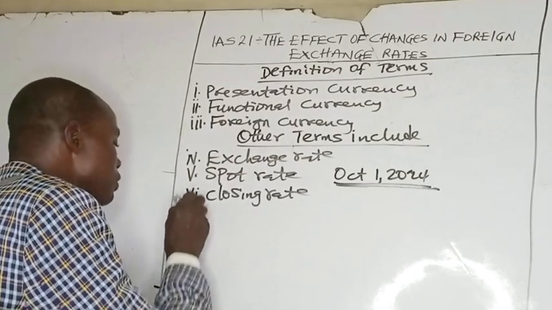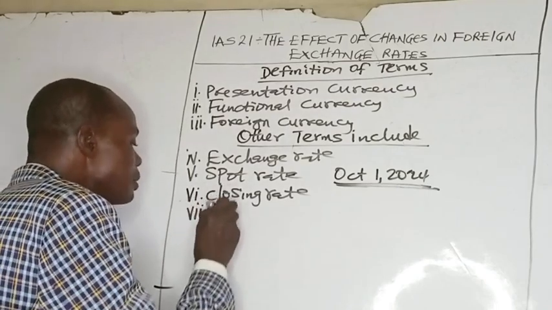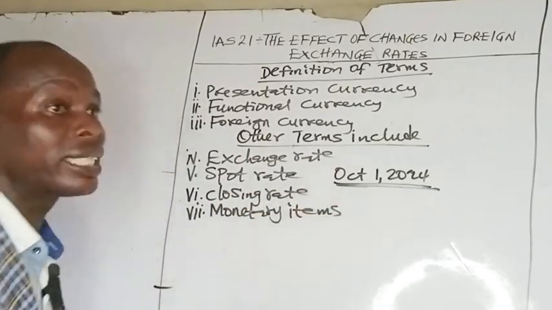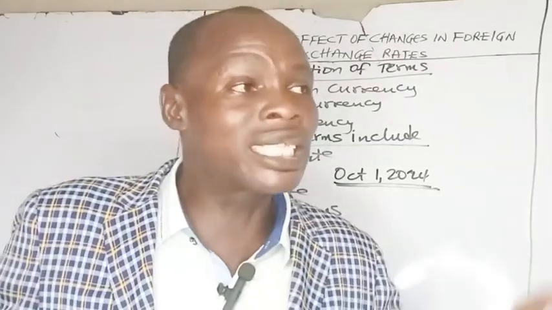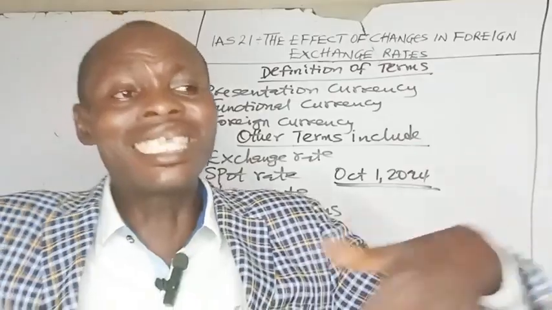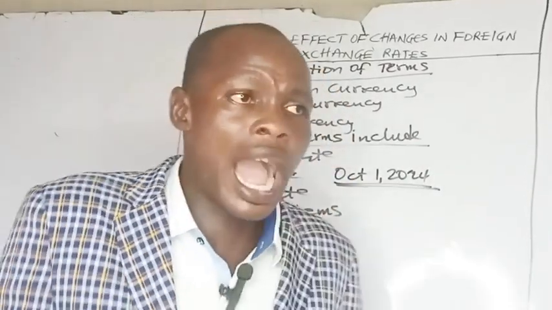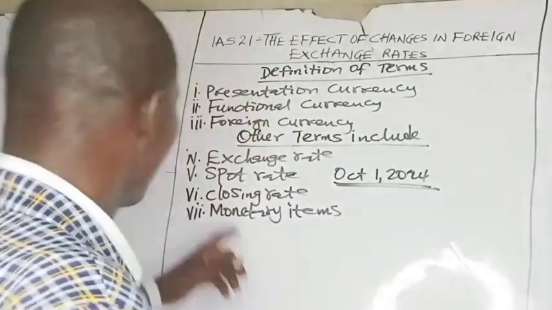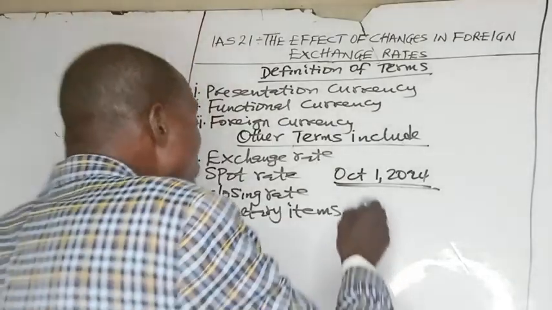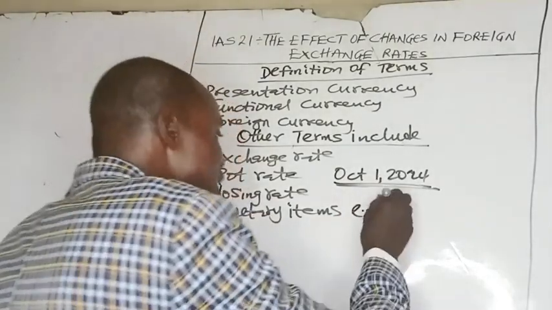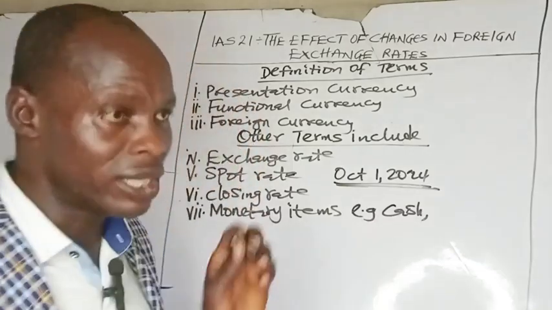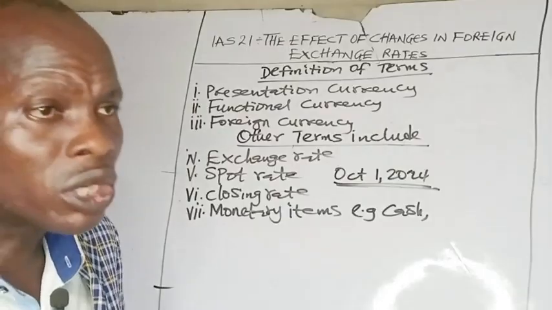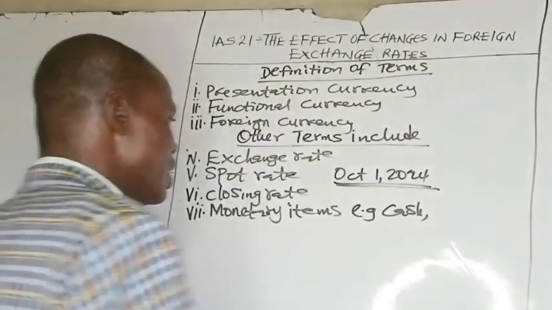Number seven, monetary items. Monetary items are items that can easily be converted to cash. Examples of monetary items include the cash itself, then we have receivables, payables, loans, interest payables, etc.